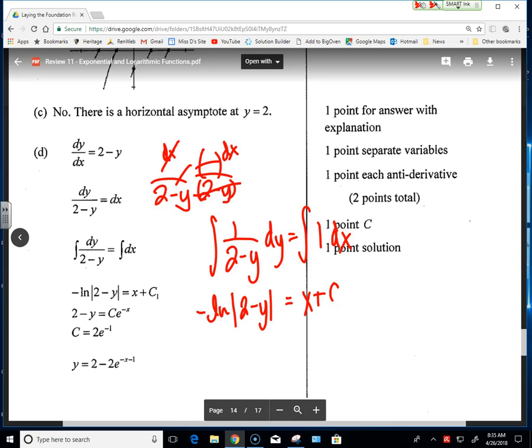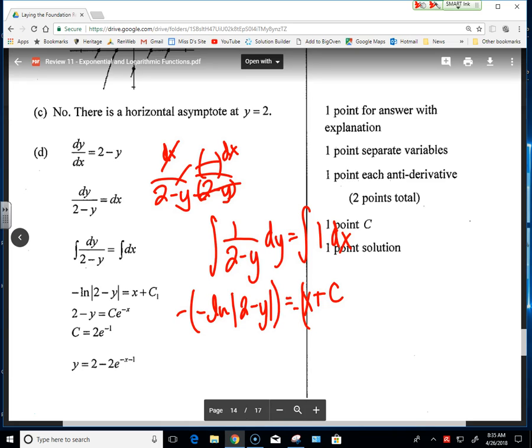Here's the dilemma. How do you solve? Could you print the next thing beside? You can do two things. One thing, people who know log properties, couldn't this negative come up as a power? That's one thing. Or you could multiply both sides by a negative. That's another thing.